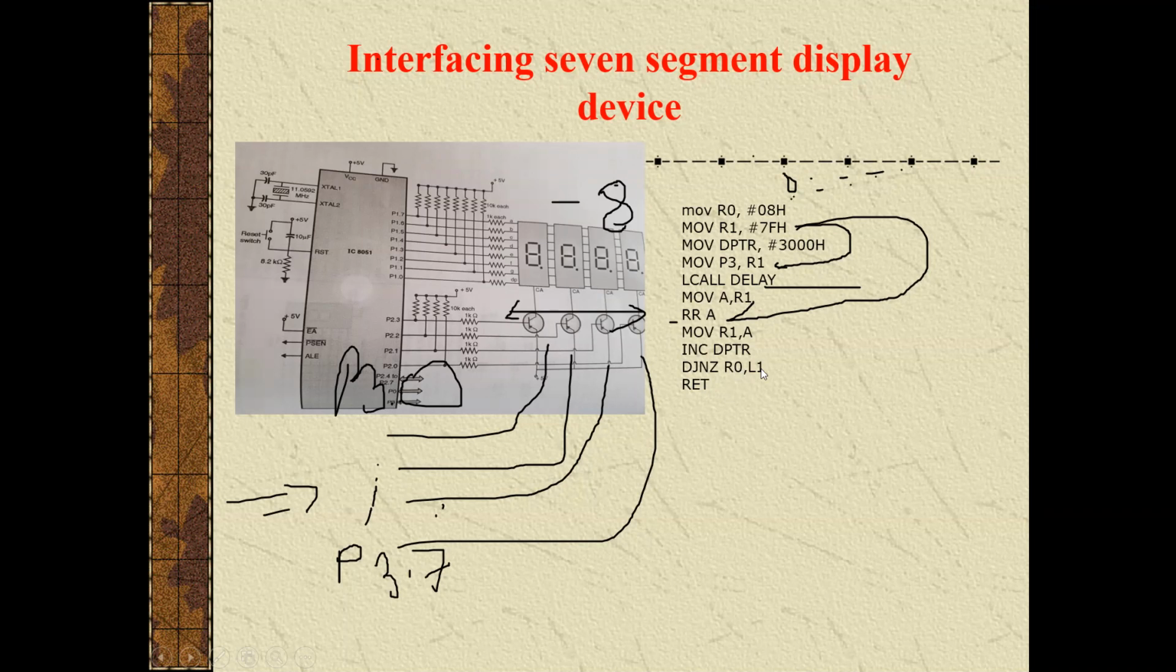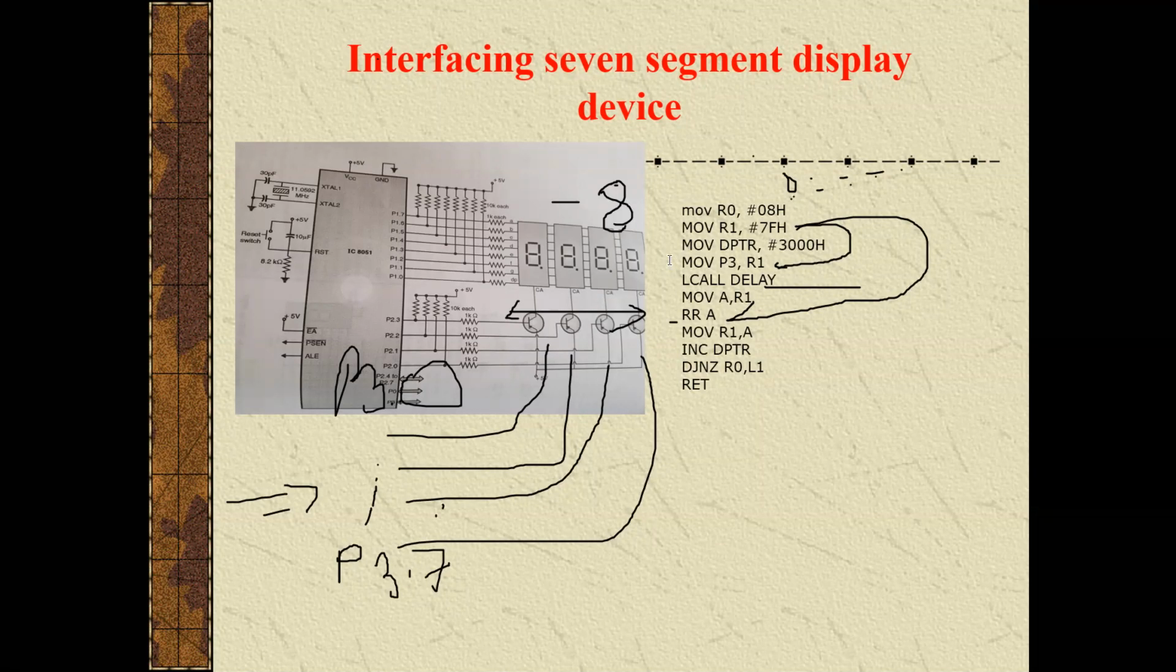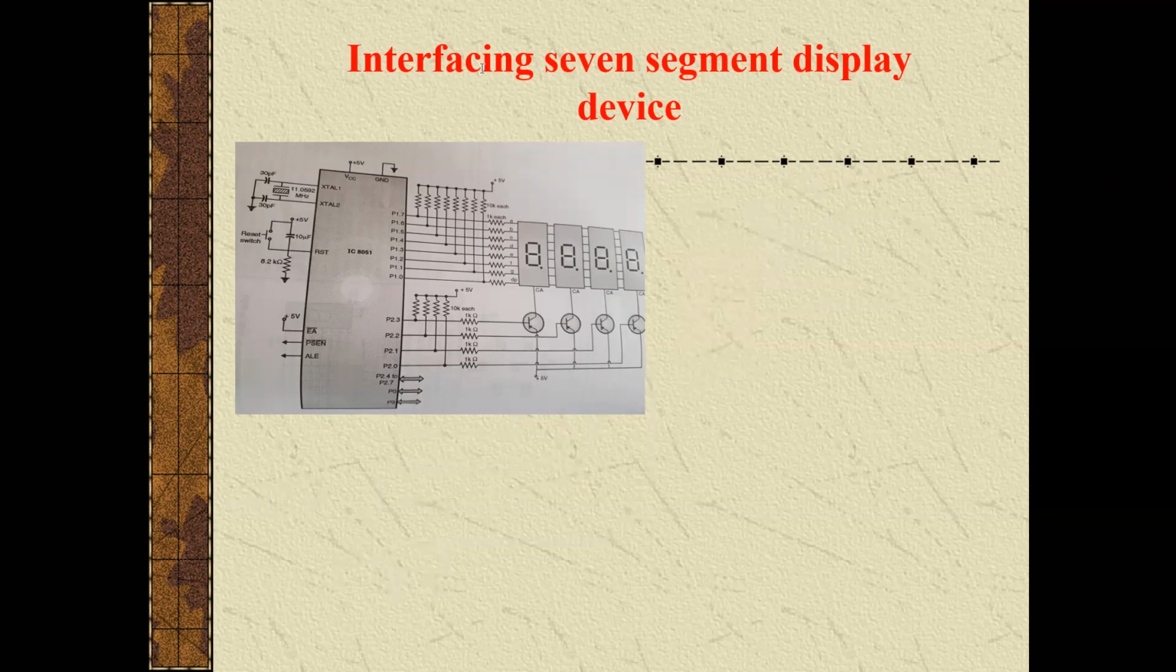If R0 is non-zero, then it will go to loop L1 again. So up to this instruction, if R0 is not 0, then it will come to L1 and start executing the instructions repeatedly. So this is the program for interfacing 8 7-segment displays for displaying a digit.